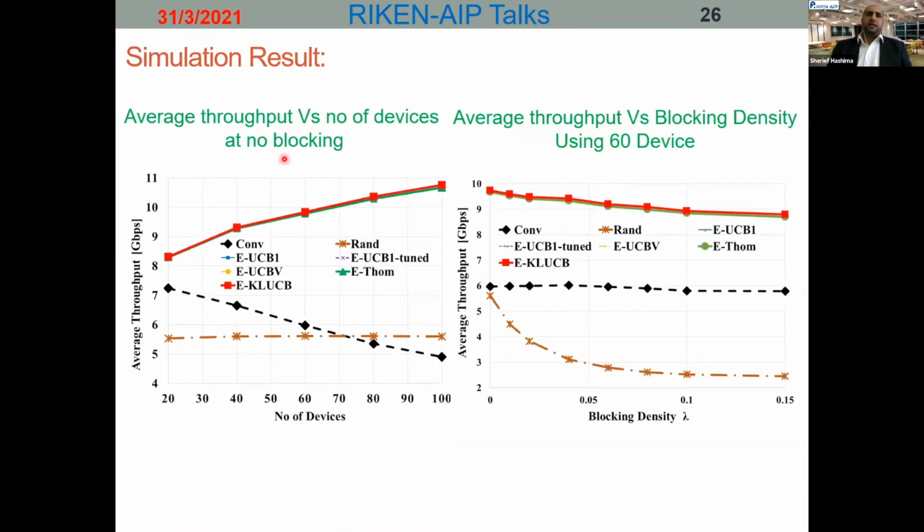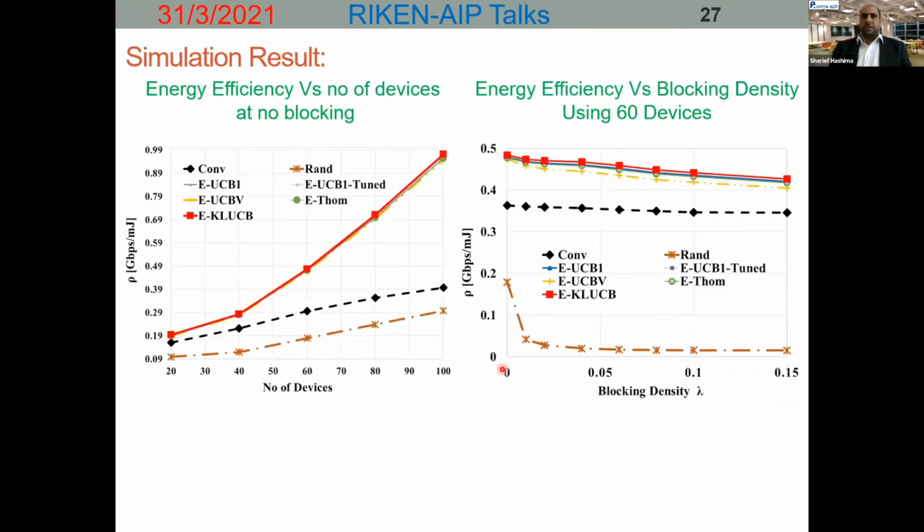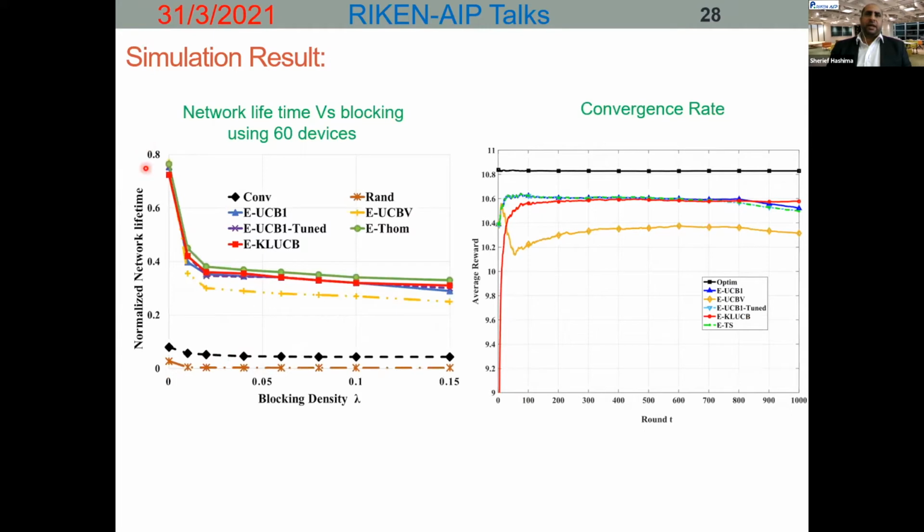The same has been done for the UCB family and Thompson sampling. This is the average throughput against number of devices, and this is the average throughput against the blocking at 60 devices. Also, the energy efficiency versus number of devices for UCB family algorithms and for Thompson sampling. And also, this is the energy efficiency against blocking density. And also the network lifetime and convergence rate.